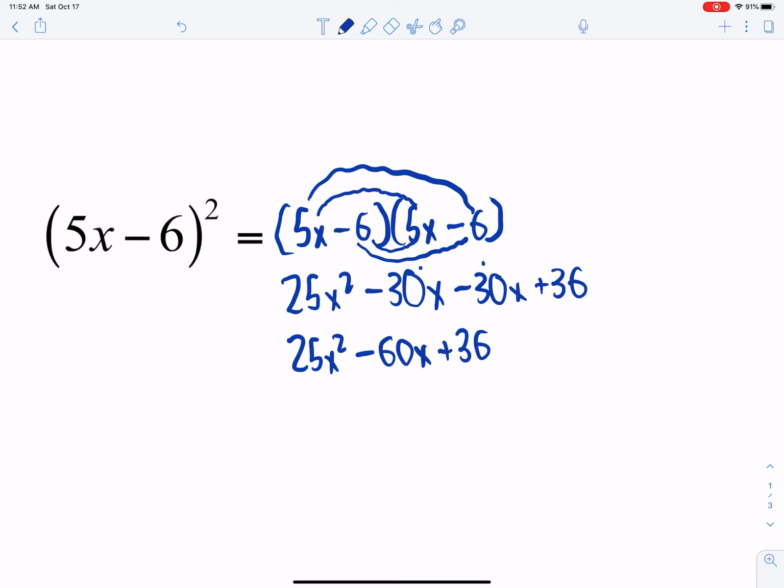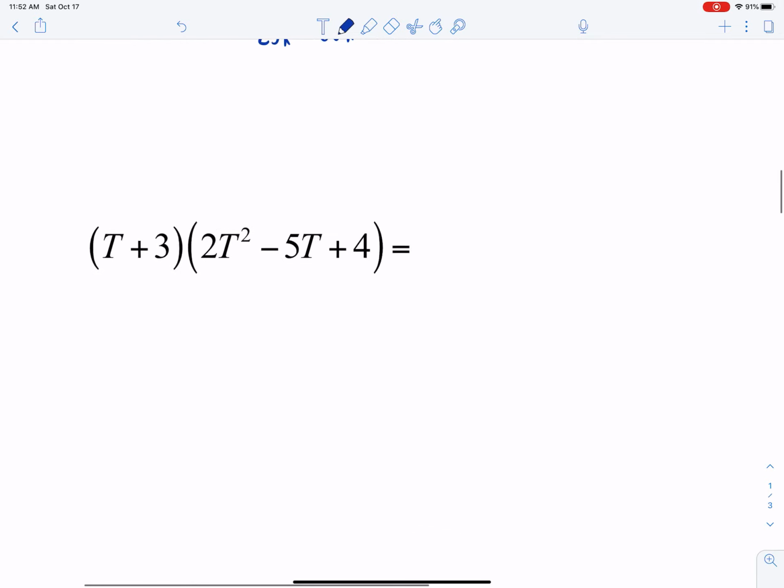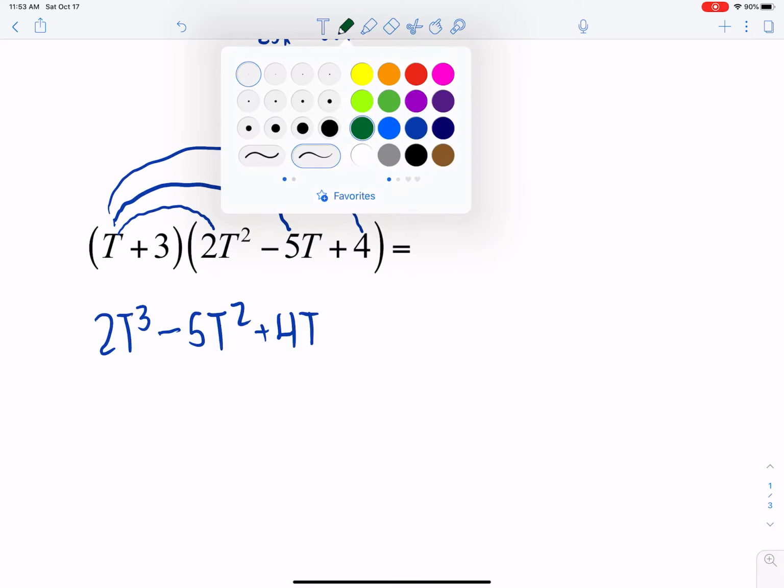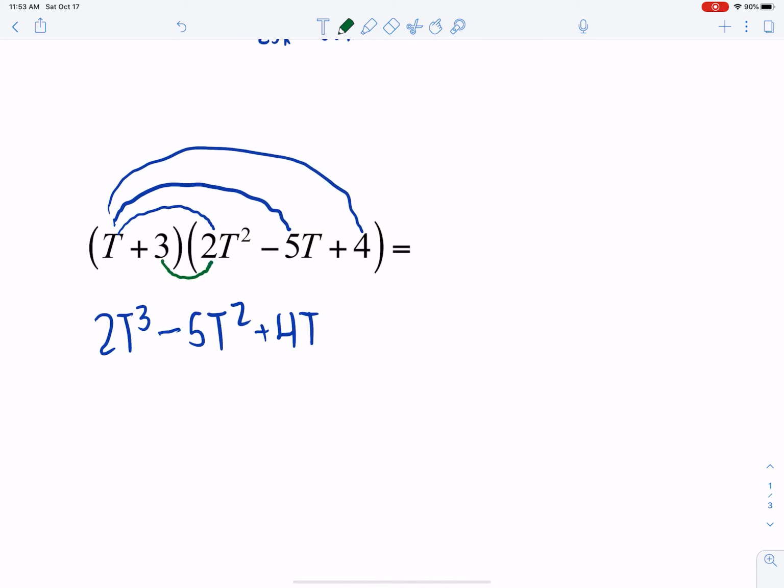Let's try another one here. Here we've got t plus 3 times 2t squared minus 5t plus 4. So we start by distributing the first term to the second parentheses. T times 2t squared is 2t to the third. T times minus 5t is minus 5t squared. T times 4 is 4t. Next, we look at our next term, which is 3, and we distribute that. 3 times 2t squared is 6t squared.